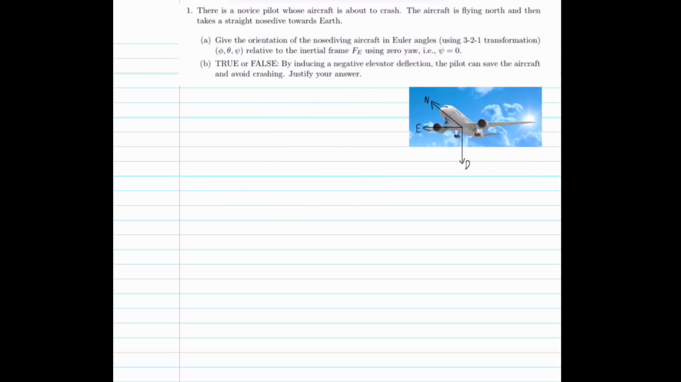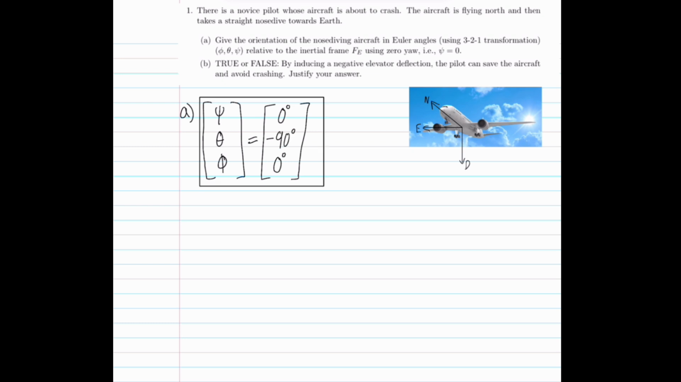This is the inertial frame, so down is positive, north is out the nose, and east is out the right wing. So let's write out our Euler angles. Phi, theta, and psi. Psi is the one in the very top. So the aircraft is nosediving, so it has to be going straight down. So it takes a 90-degree pitch angle turn about the east axis.